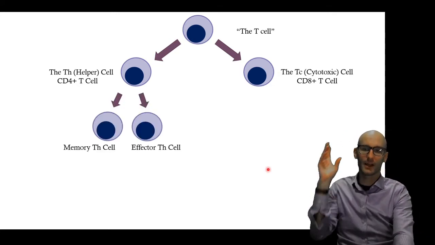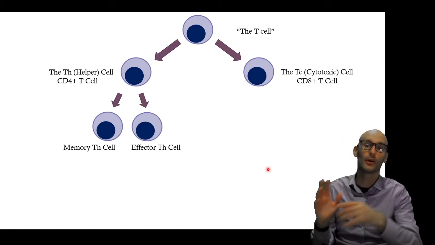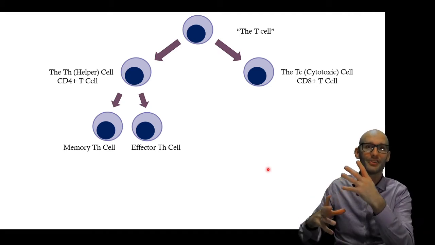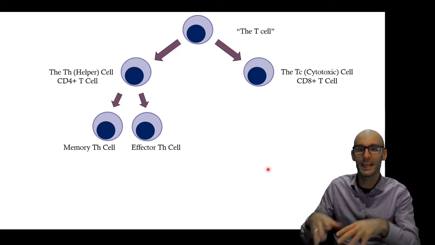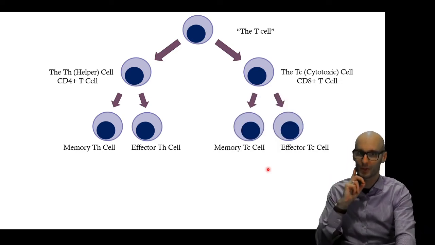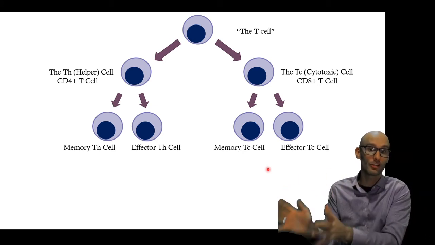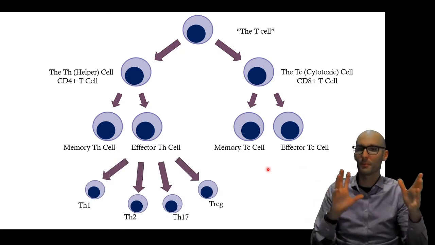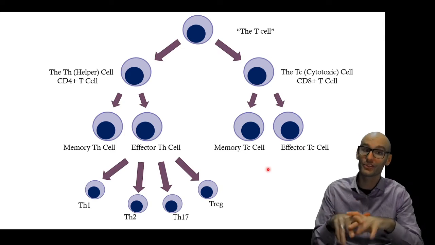Now, the T helper cells, once activated, then divide into memory T helper cells and effector T helper cells. The memory T cells are there to be reactivated should we get exposed to the same pathogen again, whereas the effector T cell goes on to do what T helper cells do. And the same can be said for cytotoxic T cells. They have a memory version and an effector version. So that's quite simple. This is where it gets a little bit more complicated. There are loads of different kinds of T helper cells, and this is just a few.